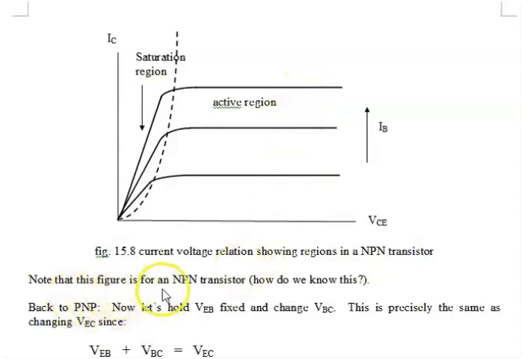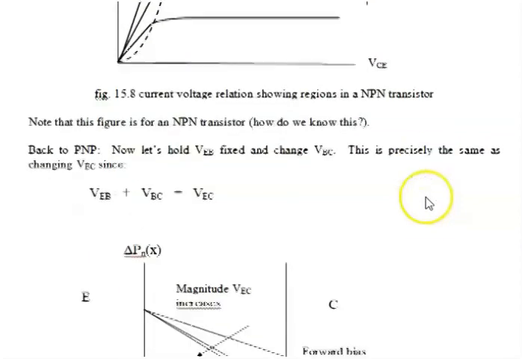And I just noticed here, because I'm a little bit perverse, that this figure is for an NPN transistor. And how do we know that? What's the giveaway? VCE. If it was for PNP, it would be VEC. Doesn't matter. IC stays the same. So that's not all that big a deal. Okay. All right. Back to PNP.